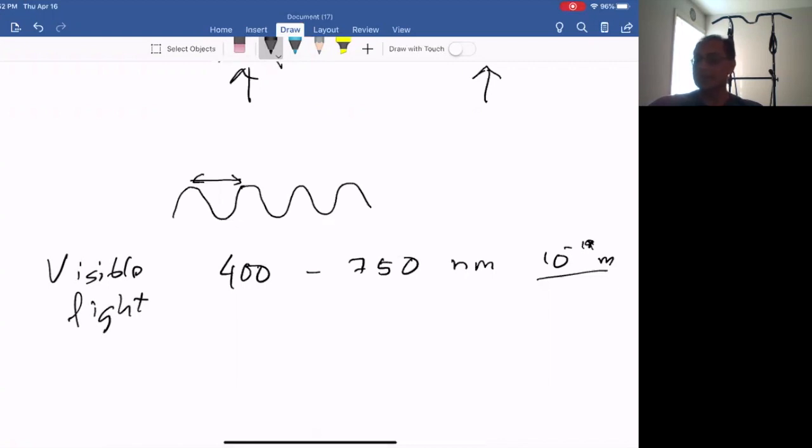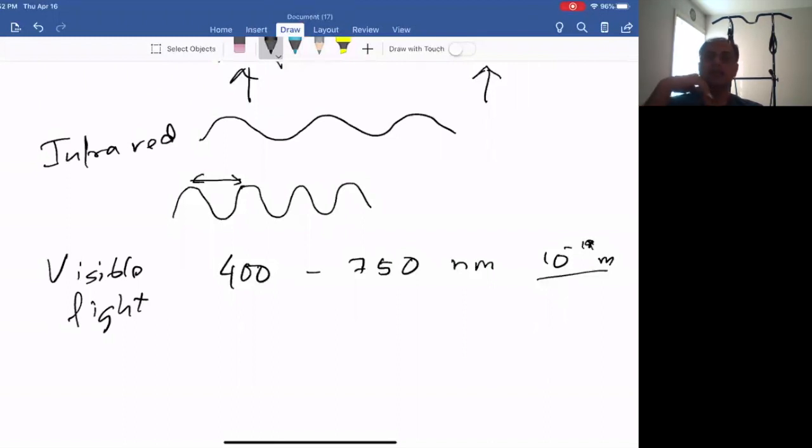It also puts out electromagnetic waves of a longer wavelength, and those are called infrared. So infrared waves have a longer wavelength than visible light, right? Infrared waves are what we associate with heat. So you know that the sun produces heat, gives us warmth.